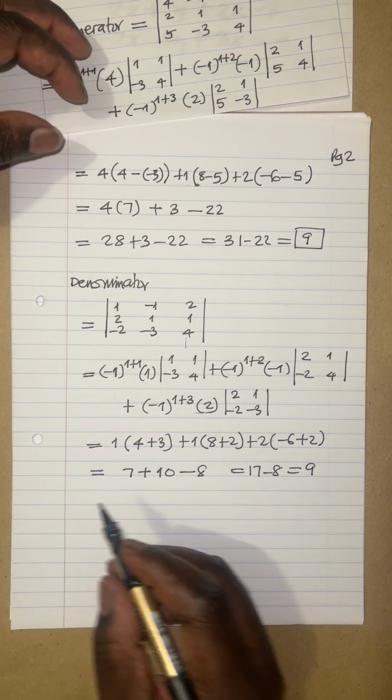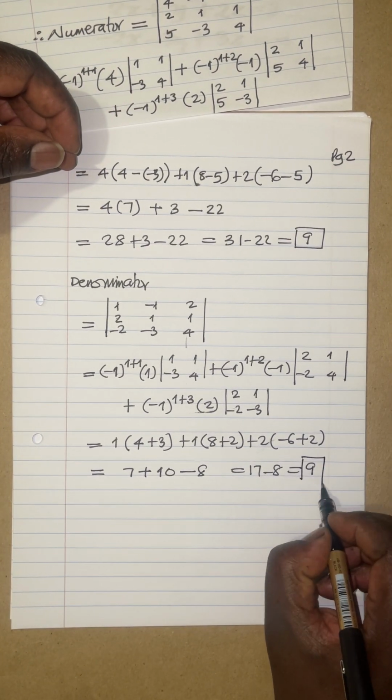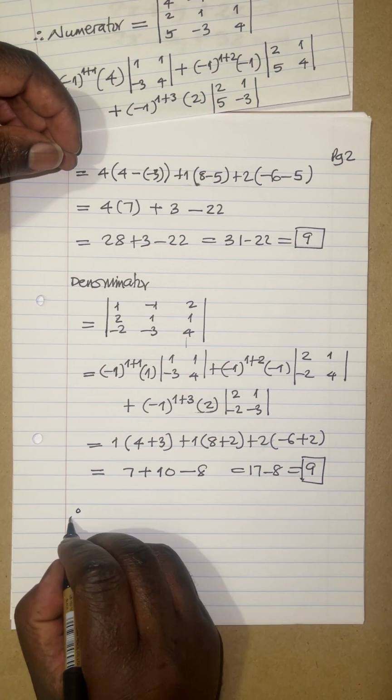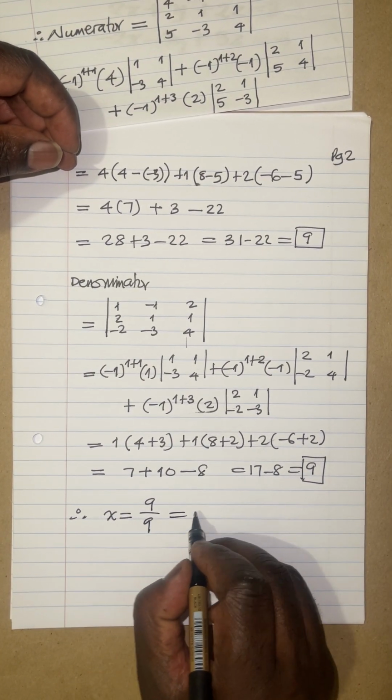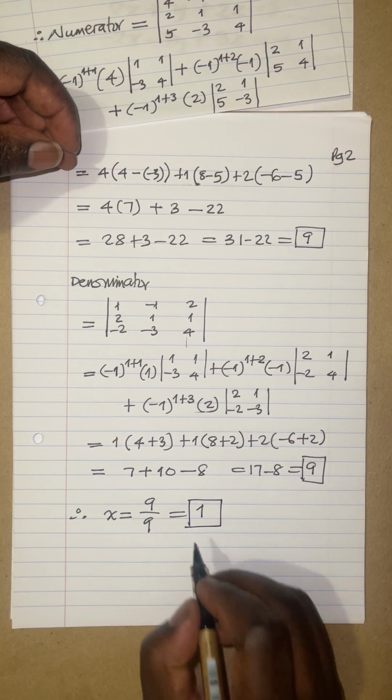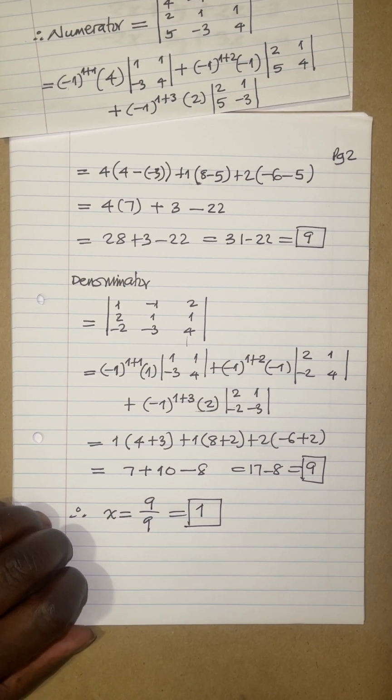And we're saying the numerator is 9. There is our numerator. The denominator is 9. Therefore, the value of x is going to be the numerator divided by the denominator, and the answer is 1. So we get the value of x now. Let's move on to the value of y. We're doing the same process.